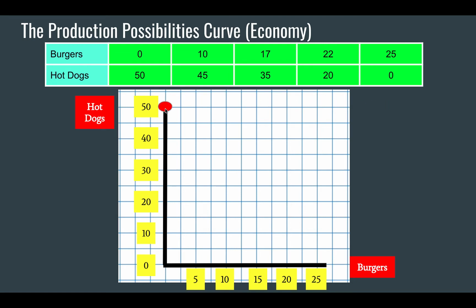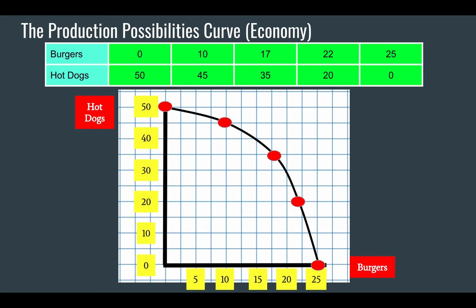So that is one bundle that the economy is capable of producing given its factors of production and how efficiently it uses them. So assuming we're using all of the existing factors of production, which are finite, and using them efficiently, that is one bundle that we can produce. Now, the next bundle that we are capable of producing is 10 hamburgers and 45 hot dogs. And all of these dots represent one of these bundles which the economy is capable of producing given its finite factors of production. Now, if we join these dots, we get the PPC curve, which is that black line there.